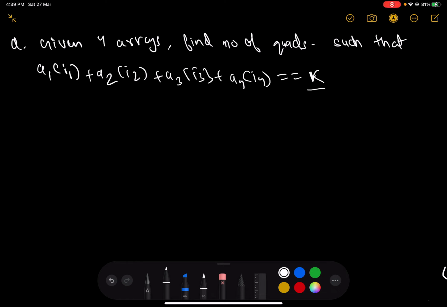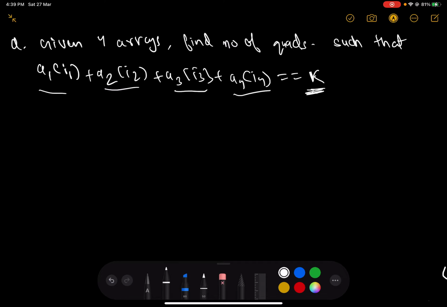Hey guys, so in this video we are going to understand a simple meet in the middle problem. Basically the problem is you are given four distinct arrays and you have to find the number of quadruples I1, I2, I3 and I4 such that A1[I1] plus A2[I2] plus A3[I3] plus A4[I4] is equal to a given target value k.